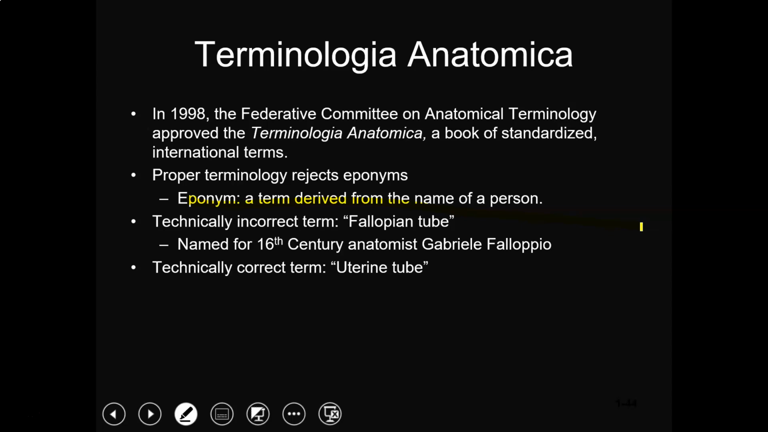So currently, we don't say fallopian tube. We're not supposed to say fallopian tube because, oddly enough, that's named for a guy. Yeah, who knew, right? The correct term is uterine tube, which is actually more descriptive and more helpful because that's what it is. It's a tube from the ovary to the uterus. Fallopian tube, I mean, everybody knows what it is, but if you didn't, that name doesn't really help you out. So we standardized everything. We got rid of all those things that are named.